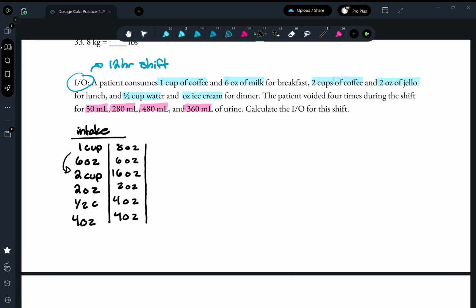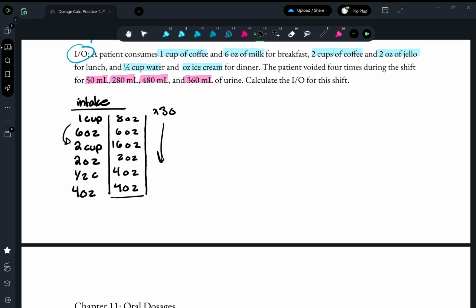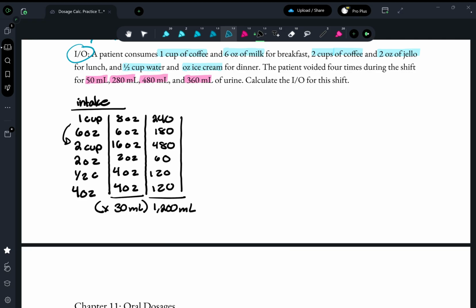And then you can either go across and multiply by 30 the whole way down, or you can just add those up here and multiply it by 30 once. It's up to you. I did not make this easy on myself for my notes, so we're just going to go how I actually did it. 240 mLs, 180, 480, 60, 120, 120. So times 30 mLs for that column. And then our total is going to be 1200 mLs. So our patient had 1200 mLs of fluid.